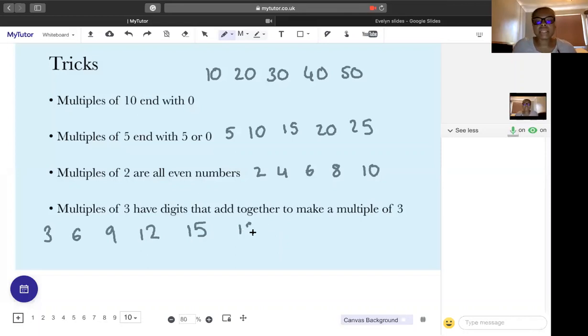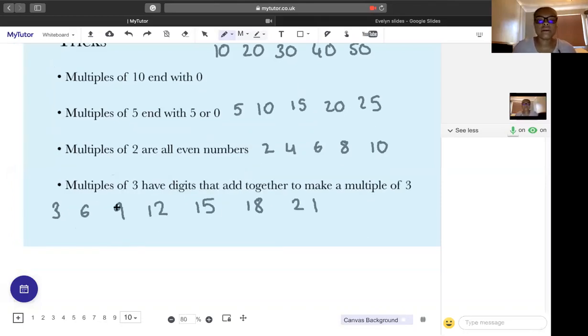If I continue writing some more, I'll show you what I mean when I say add the digits together. So for single digit numbers, these ones here, we already know are multiples of 3. Now if we look at 12, which is a 2-digit number, if we add the digits together, this would give us 3. 3 is obviously a multiple of 3 because all numbers are a multiple of themselves.